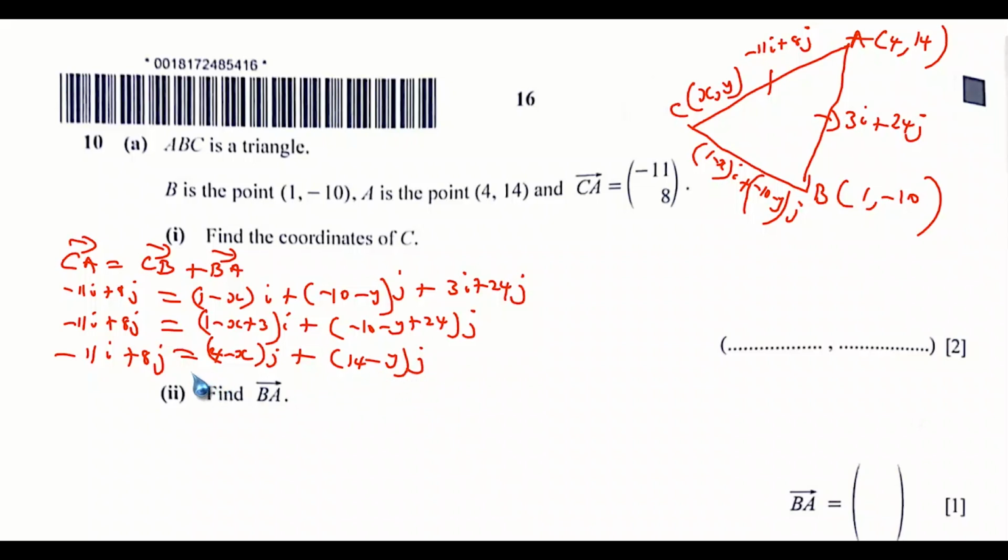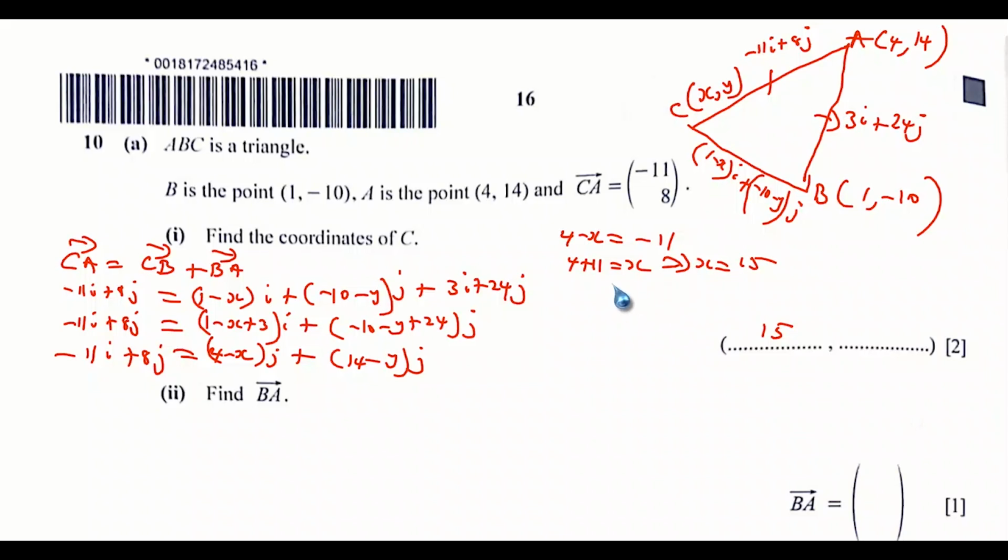So by equality of vectors, the left hand side is equal to the right hand side, so we can do comparison. That means we can say 4 minus x equals negative 11. So that means 4 plus 11 equals x. That means x equals 15, so I can put 15 there. This implies that x equals 15.